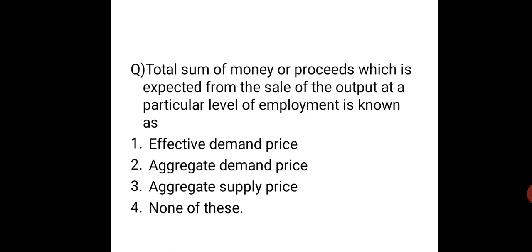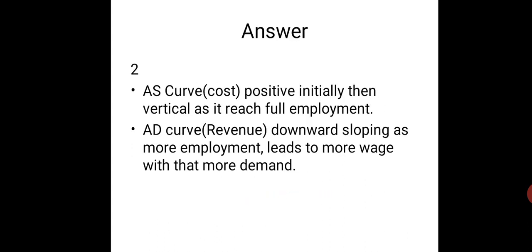Total sum of money or proceeds which is expected from sale of output at a particular level of employment is known as. So here they are asking the total sum of money or proceeds from sales. That means they are telling some kind of revenue from sales, right? So you know that the aggregate demand curve is also considered a revenue curve, and the aggregate supply curve is considered a cost curve under the effective demand theory of Keynes. Okay, so the aggregate demand curve is a downward sloping one, right? So that is what he is indicating in this question.